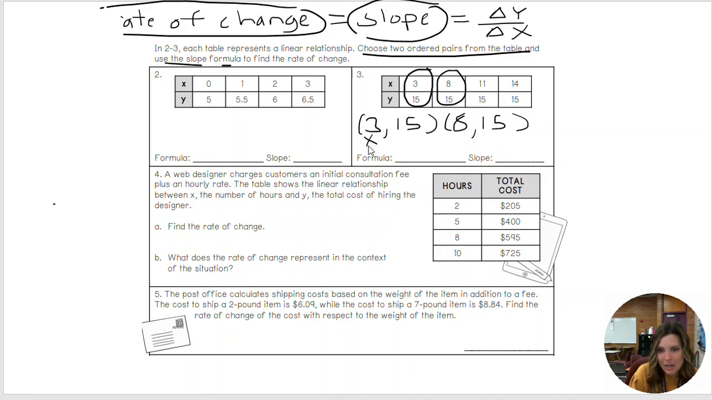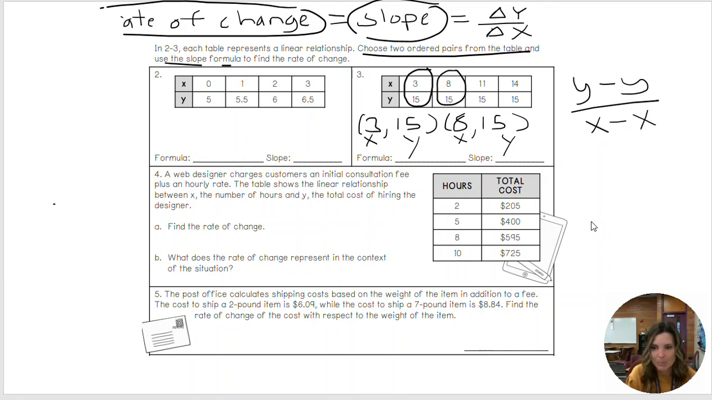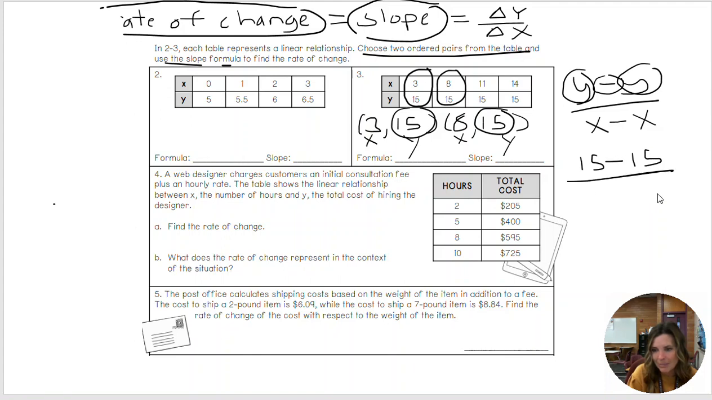And then we label our ordered pair xy and xy. And then we use our formula y minus y over x minus x to figure out our slope. Okay, so instead of this y, we're going to use the y from our first ordered pair. So that would be 15. Then we have our minus sign that we have to write down. And then instead of this y, we do the y from our second ordered pair. So 15 minus 15. And then we are going to take, instead of this x, we use the 3. And then we have our minus sign. Instead of this x, we use the 8 from our ordered pair.